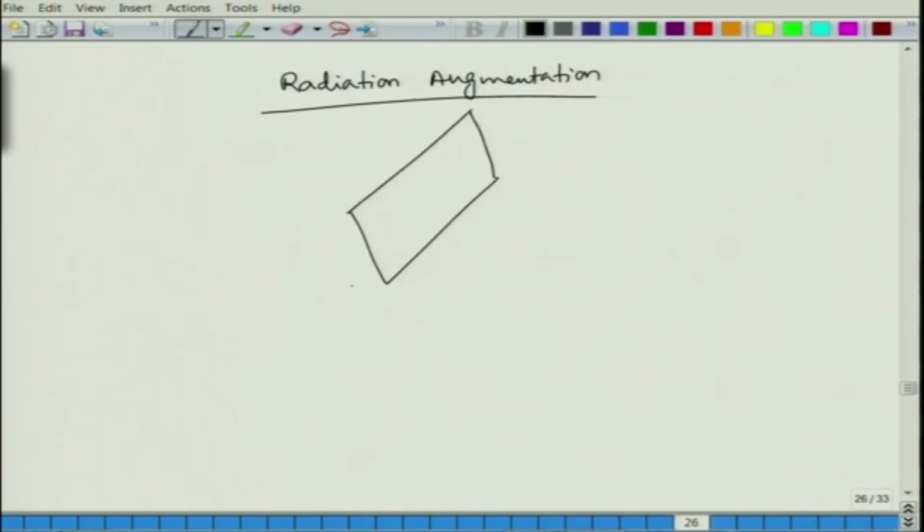Okay, inclined to a certain angle beta with the horizontal. So, if this is our collector, we can increase the radiation on it by placing an augmenter. This is nothing but a reflector.